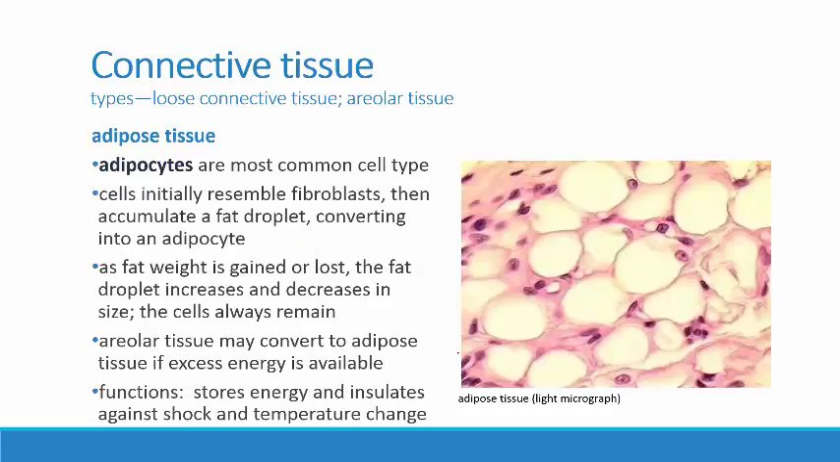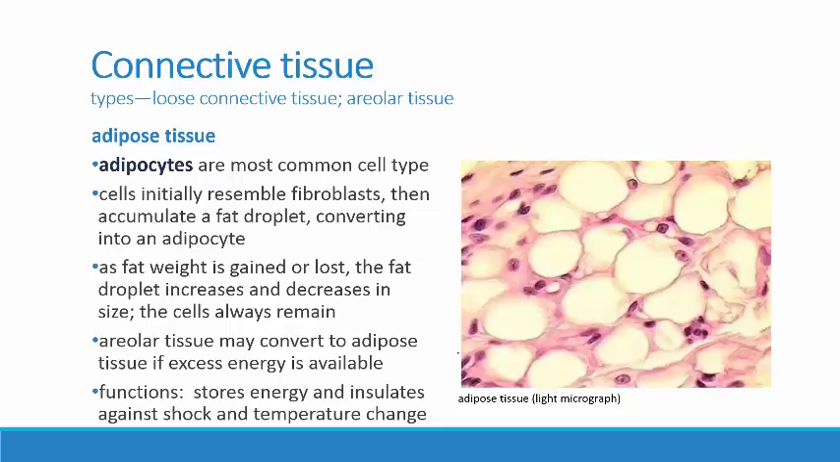Adipose tissue is also a loose connective tissue. And in adipose tissue, the adipocytes are the most common cell type. Now, initially, adipose tissue cells resemble fibroblasts, and they're busy making fibers and stuff. But if they are presented with extra nutrients, or extra energy, I should say, then they will store that energy as a fat droplet, and will convert into an adipocyte. Once a cell becomes an adipocyte, it doesn't ever go back to being a fibroblast.